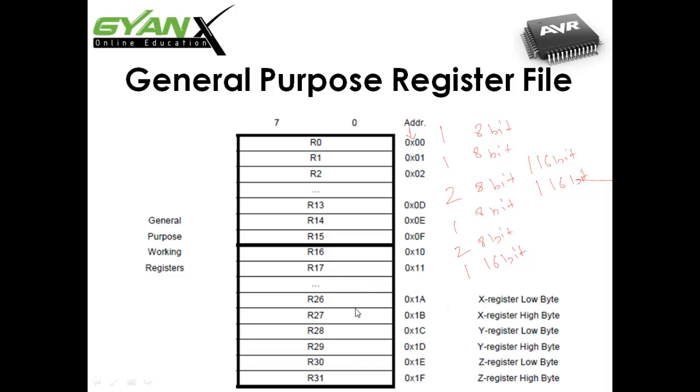The registers R26 to R31 have some added functions to their general purpose usage. These registers are 16-bit address pointers for indirect addressing of the data space. So in this way you can use the registers and see how the registers of the ATmega8 work.